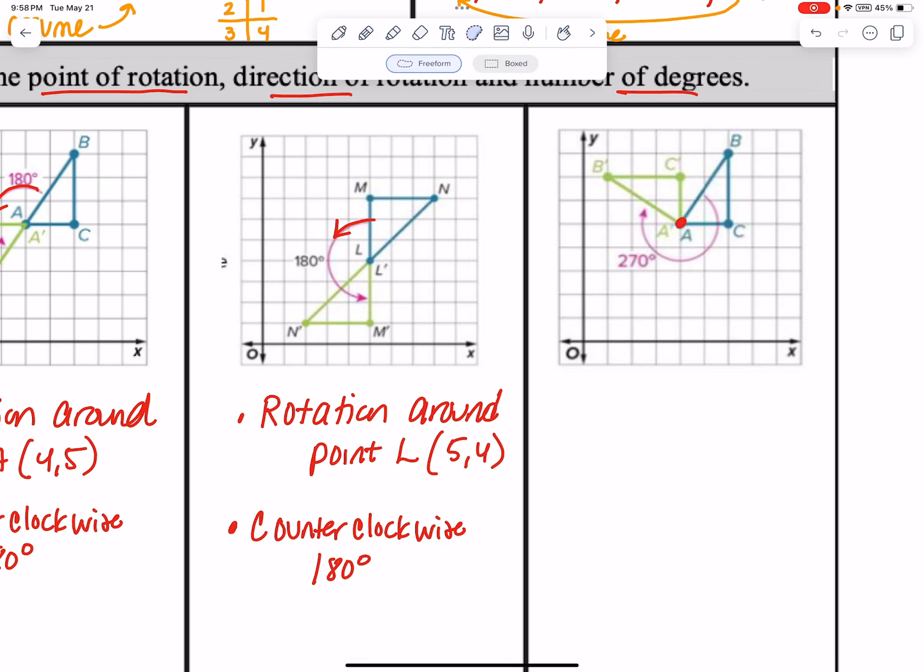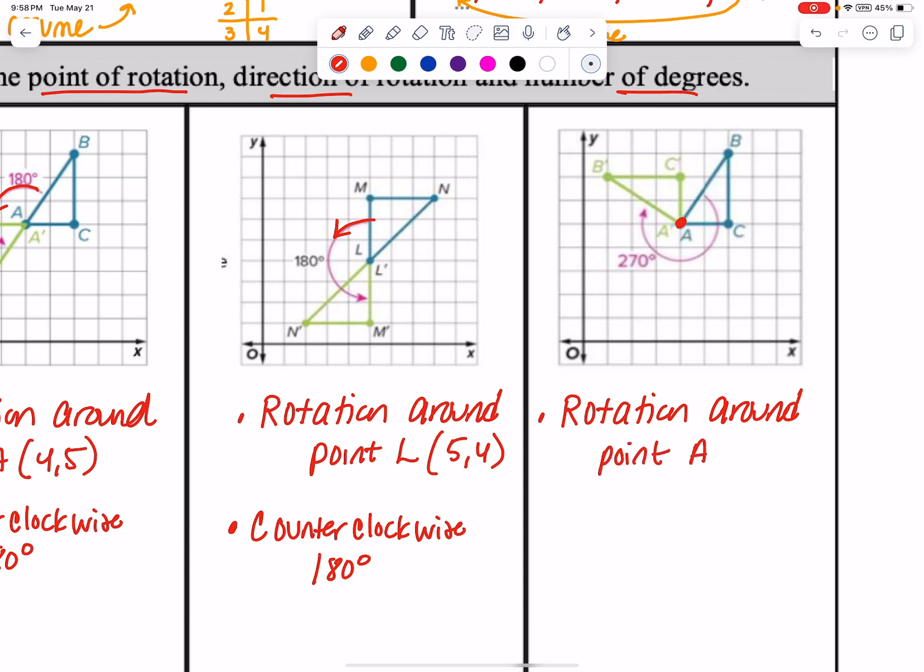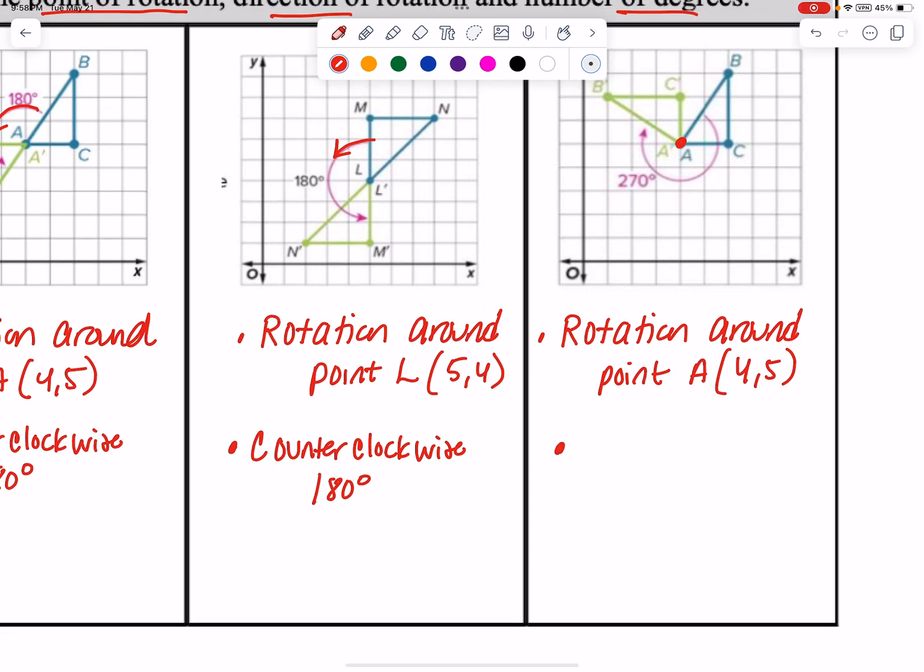Okay, so let's go ahead and snatch some other writing here. So we have a rotation around point A, and that's ordered pair 4, 5. We're using that point a lot, huh? Okay. What direction are we going? Now we're going clockwise, the way a clock goes. Okay, because it's going to the right.